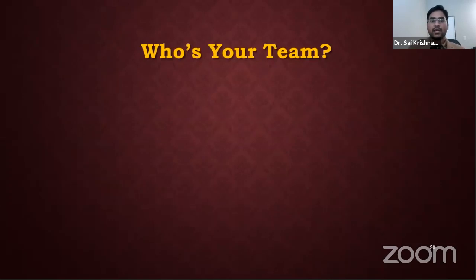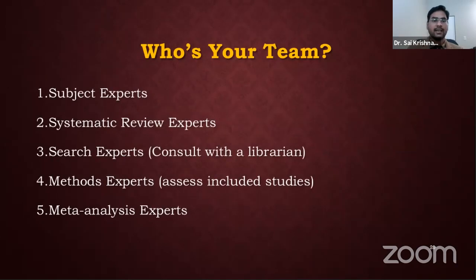Okay, the second prerequisite is you have to decide who is going to be on your team. It could be a subject expert or a systematic review expert, since it's a systematic review, or search experts, who play a key role, or methods experts who are really good at designing methodological stuff. And at last, if you want to extend your systematic review to the further step, that is meta-analysis, try to pull a meta-analysis expert into your team. So these two are prerequisites where we should have answers to these questions before starting a systematic review.